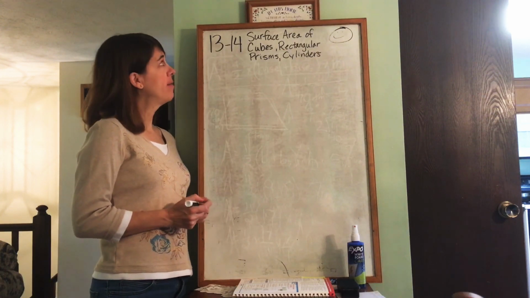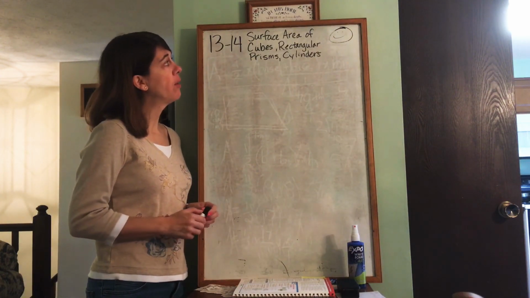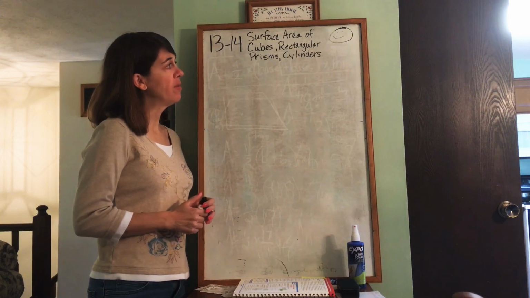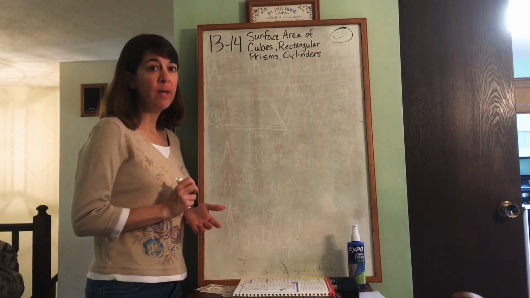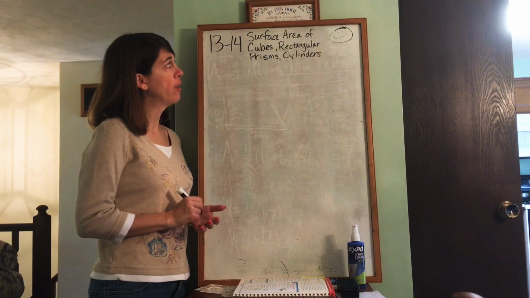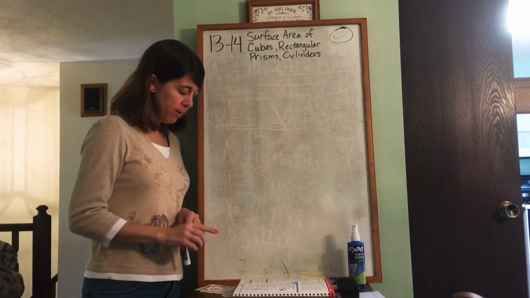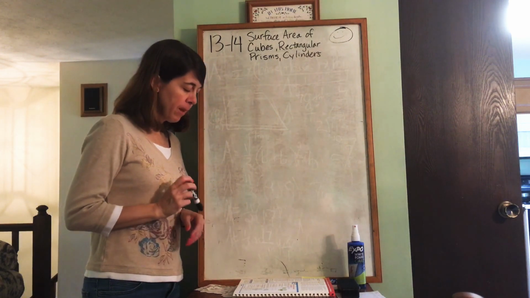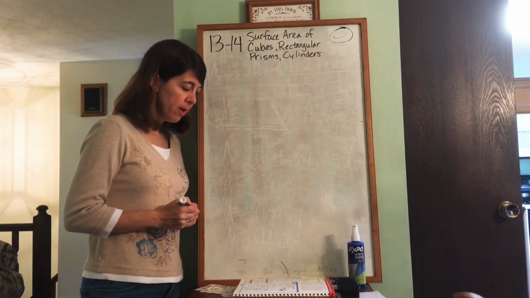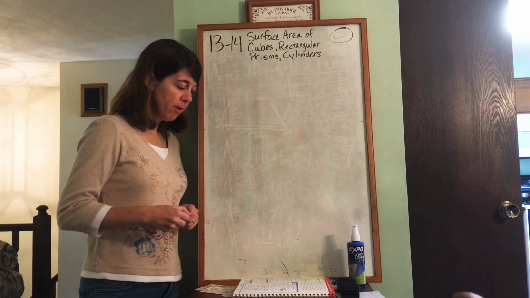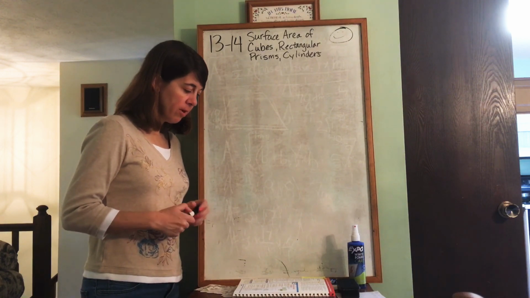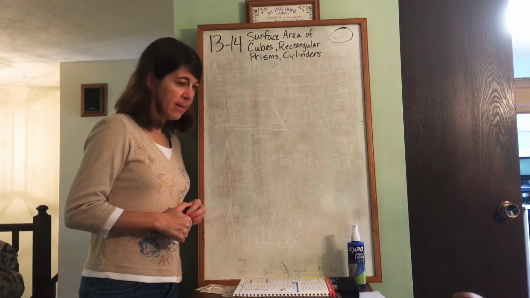6th grade, today's lesson is 13.14, surface area of cubes, rectangular prisms, and cylinders, though we are just going to focus on the surface area of cubes and rectangular prisms. If we start at the top of page 474, it says the surface area of a solid figure is the sum of the areas of all of its faces. To find the surface area of a polyhedron, look at its net.